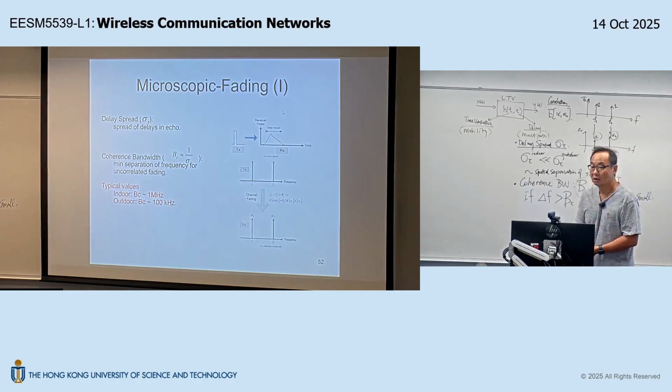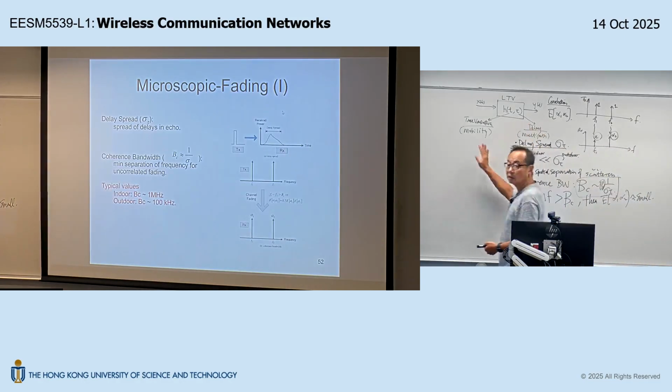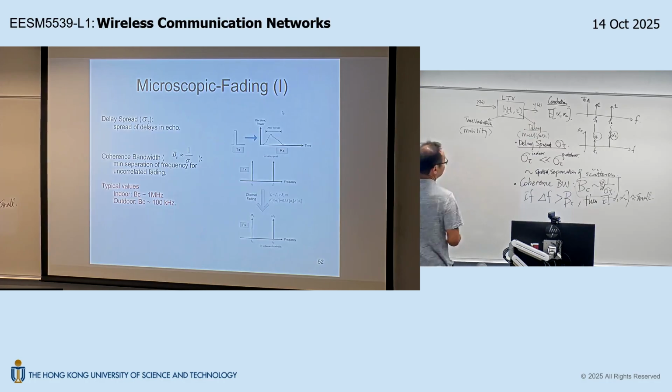Okay. The other independent dimension is the time variation. Similarly, we also want to introduce some easy numbers to quantify how severe the time variation is. The first parameter that people usually use is called Doppler spread.